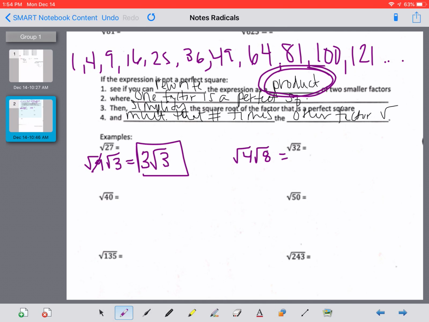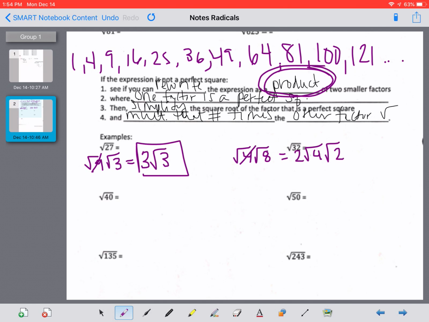Then we ask ourselves, what is the square root of 4? It's 2. So I rewrite that as 2. Square root of 8. It's not one of my perfect squares there up at the top, but 4 does evenly go into 8. So now I need to break down 8 as the product of 4 and 2. Again, it's all multiplication, you guys.